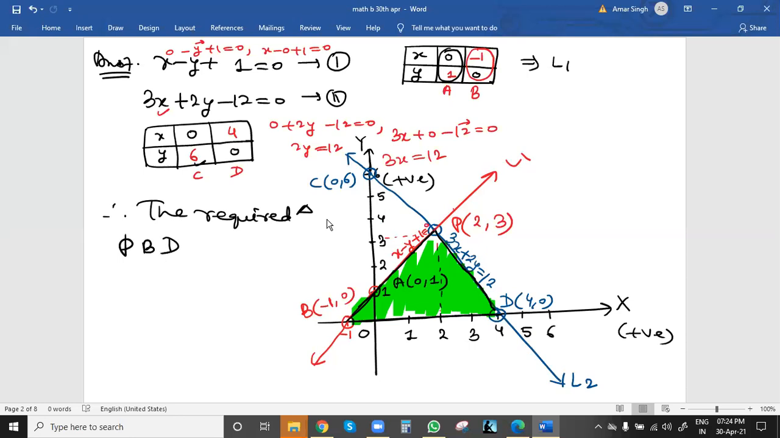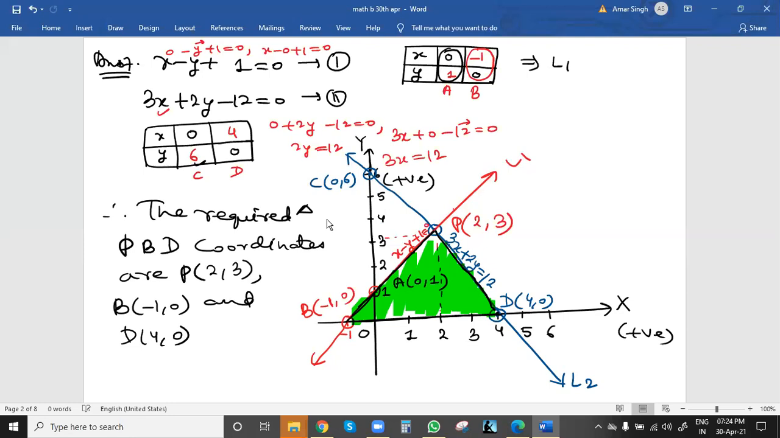Triangle is PBD. Coordinates we have to find. The coordinates are P is (2, 3), B is (-1, 0), and D is (4, 0). This was the solution. And now we have to find the area.